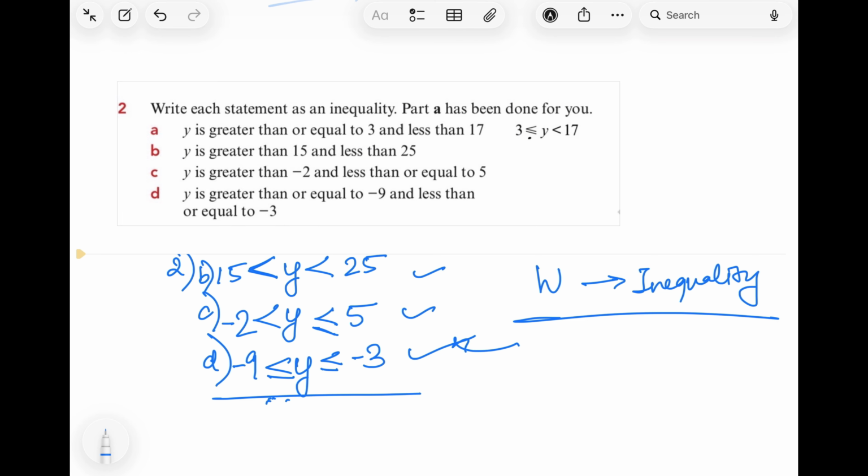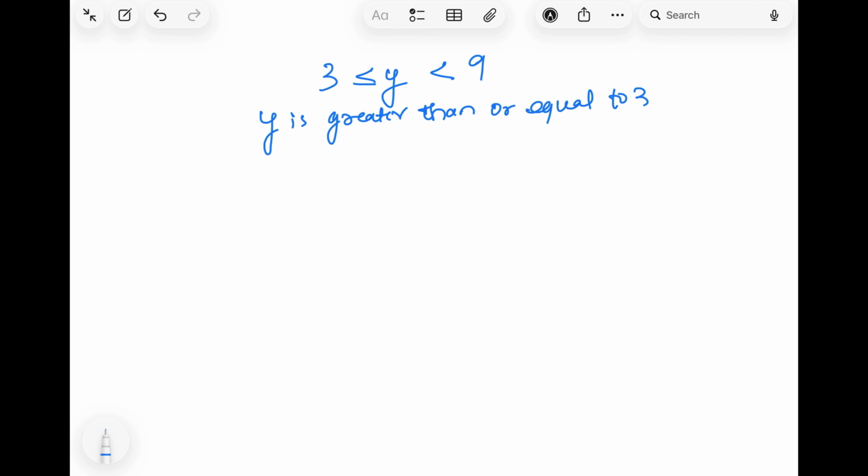Or sometimes what happens, the inequality is already given, and you have to write it in the form of words. So let's take up one example regarding that also. Okay, so if one inequality is given like 3 less than or equal to y is less than 9, how do we write that? What we will do: y is greater than or equal to 3 and less than 9. This is the way of writing.